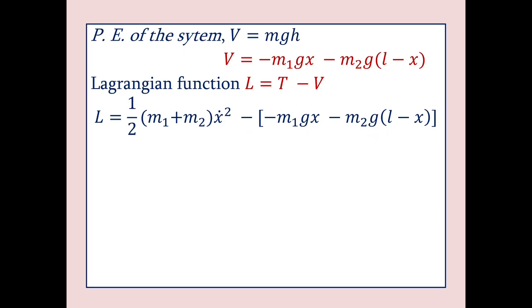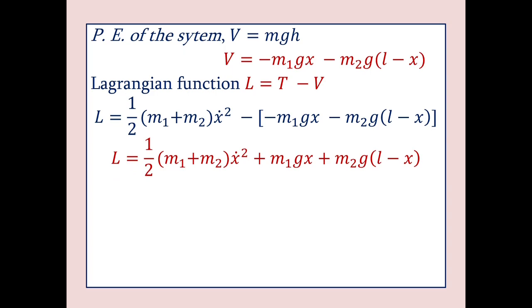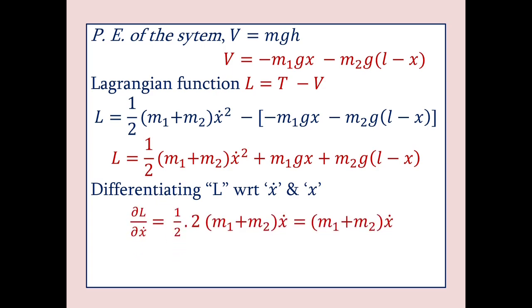Then the Lagrangian function L is equal to T minus V. Now we have the values for T and V. So L is equal to half (m1 plus m2) into x dot square minus m1 g x minus m2 g into (L minus x). So bringing the negative sign inside, we will get L is equal to half (m1 plus m2) x dot square plus m1 g x plus m2 g into (L minus x).